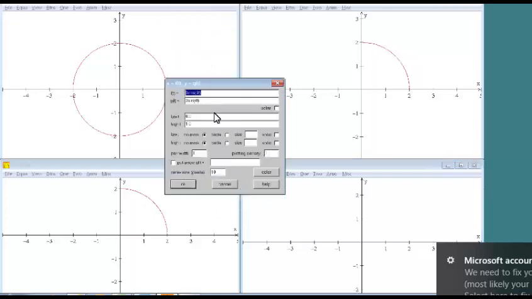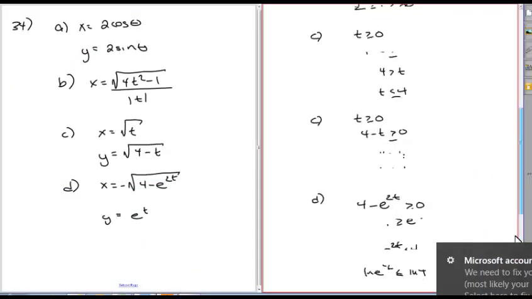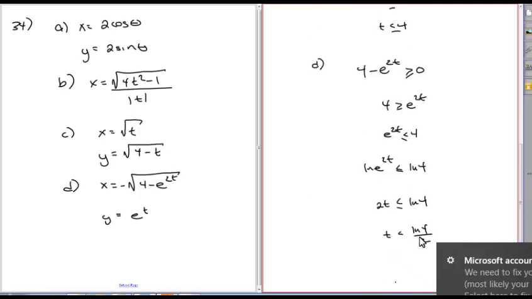Parametric equation: x is equal to negative square root of 4 minus e to the 2t, and y is equal to e to the t. Let's go back and look at our domain. We said that for that particular case, t has to be less than the natural log of 4 over 2. Let's see what that is in our calculator.